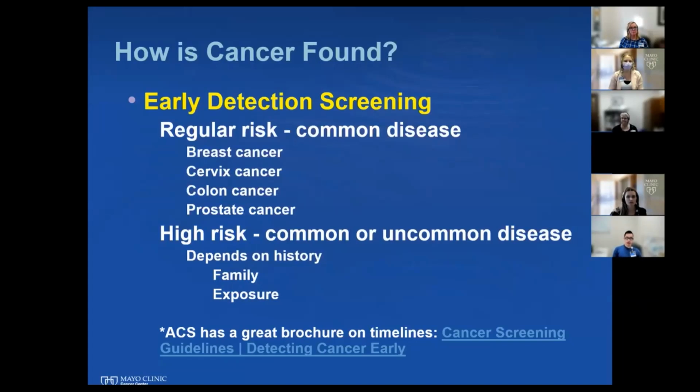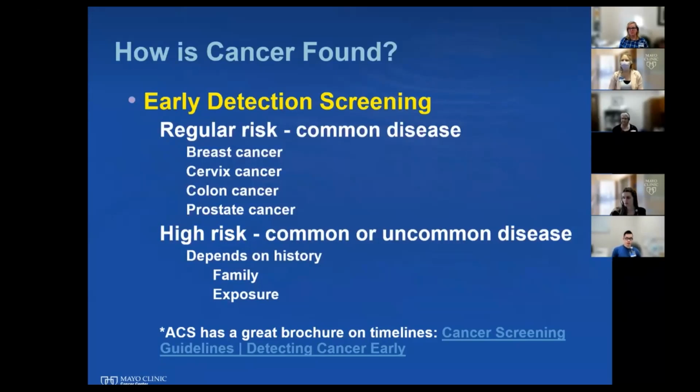Next, we'll talk a little bit about high risk. Screening for patients at a high risk of cancer depends on a couple of different factors. One of the biggest factors is family history. For example, a female might have a family history of genetic mutations, which puts her at a higher risk for breast cancer. A good example of this is the BRCA1 and BRCA2 mutations.